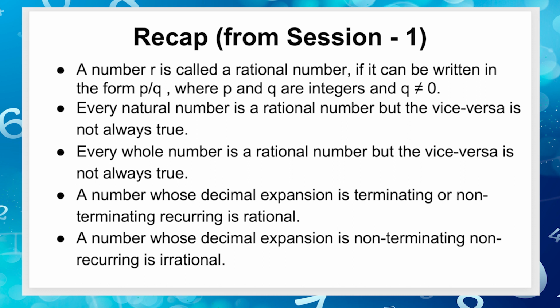Every whole number is a rational number, but the vice versa is not always true. A number whose decimal expansion is terminating or non-terminating, recurring, is rational. A number whose decimal expansion is non-terminating, non-recurring, is irrational.